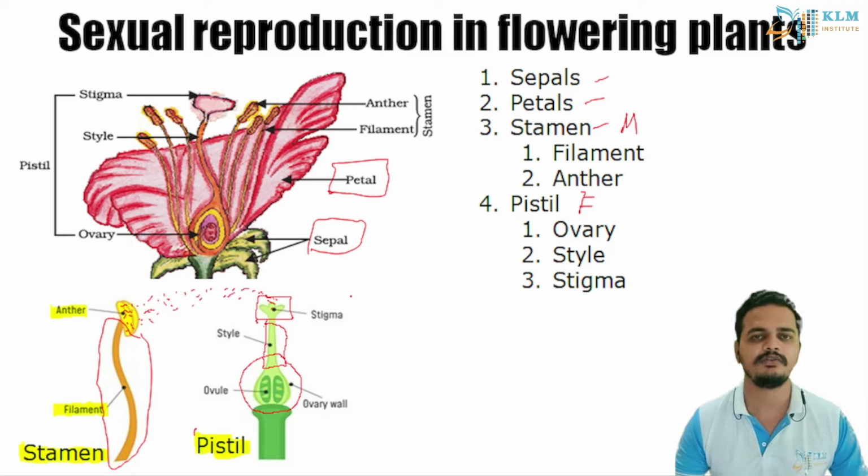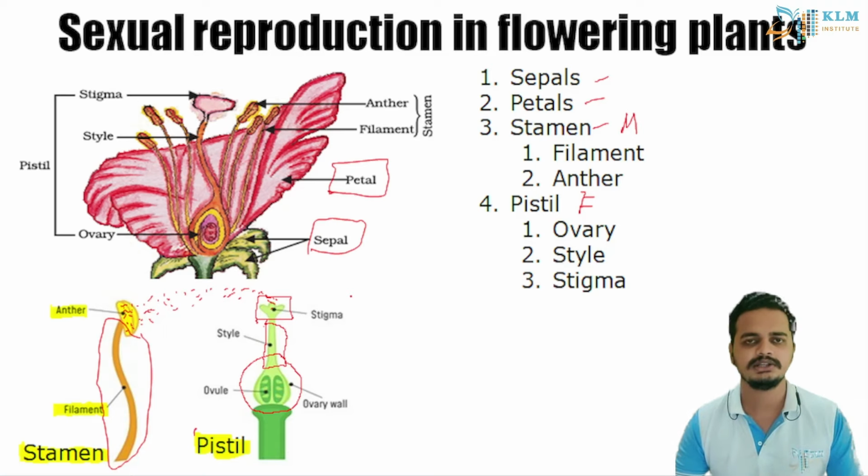This process of transferring pollen grains from anther to stigma is known as pollination. So pollination can happen through wind, through insects, or humans can do it sometimes. So one plant has both male and female reproductive organs. This type of plant is known as a bisexual plant.